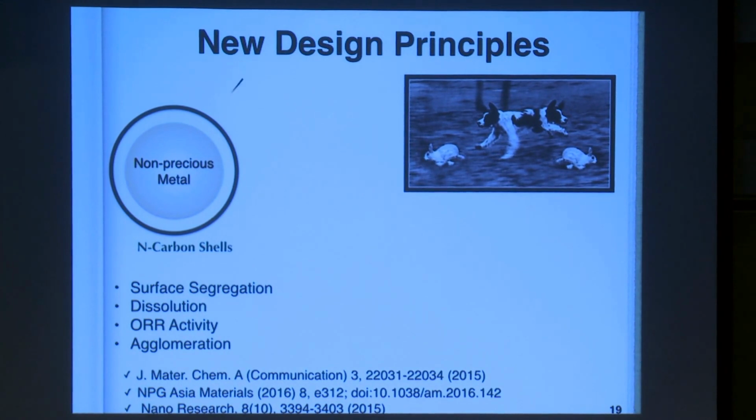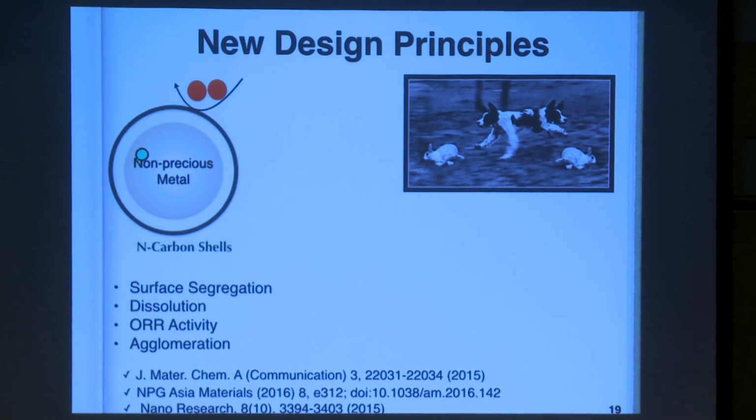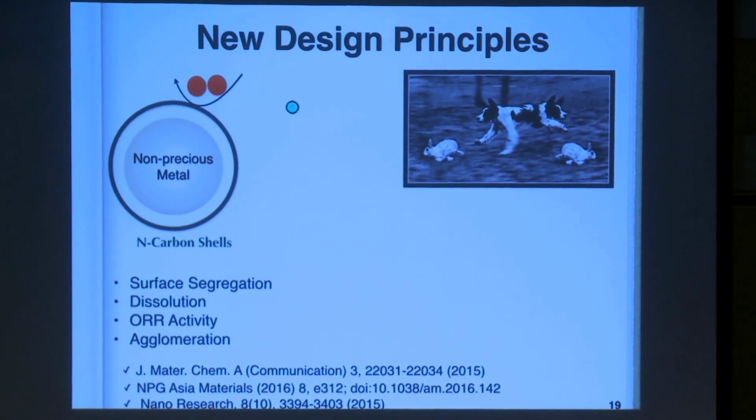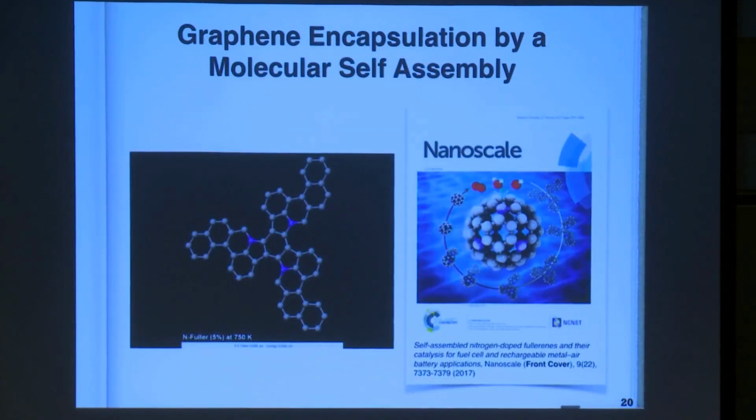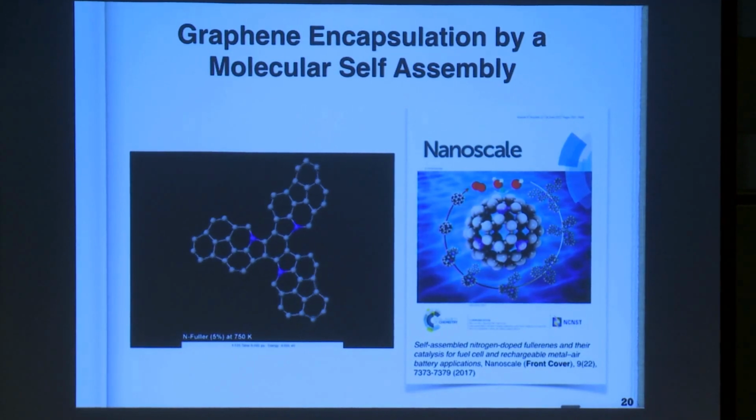This is a very good way to control the interaction between the water or oxygen and the core metals, and you can also block dissolution of this metal into those active solutions. This is, I think, the design principle you can utilize from first principle calculations. How to wrap up? You can do it like that.